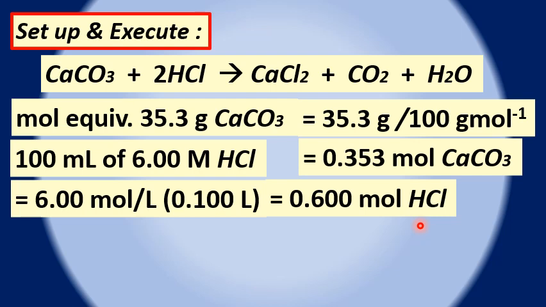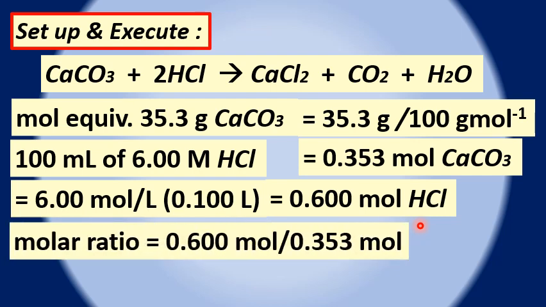Now, the molar ratio of hydrochloric acid to calcium carbonate is 0.600 mole divided by 0.353 moles. So the molar ratio is equal to 1.70.